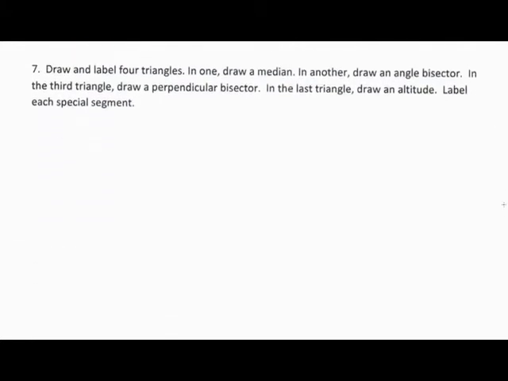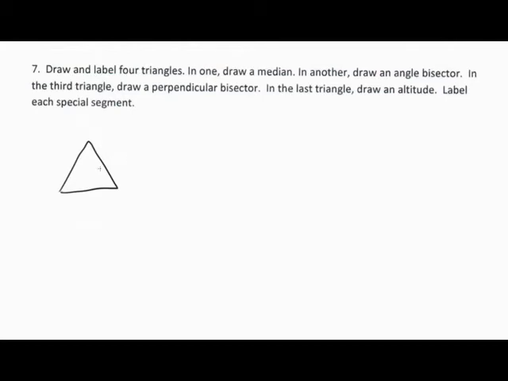Okay, draw and label 4 triangles. In one, draw a median. In another, draw an angle bisector. In the third triangle, draw a perpendicular bisector. In the last triangle, draw an altitude and label each special segment. Okay, so we're going to draw the first triangle. And it says, in one, draw a median.